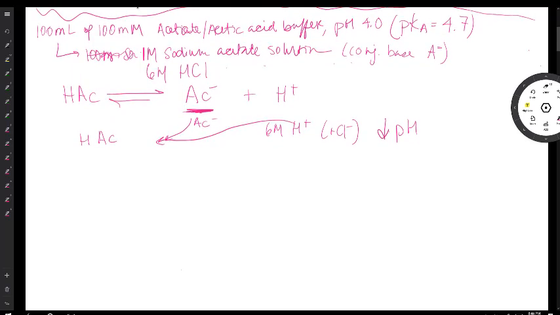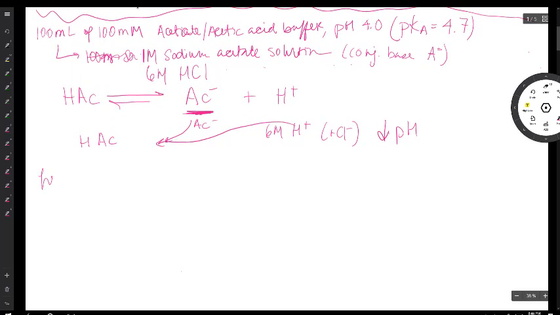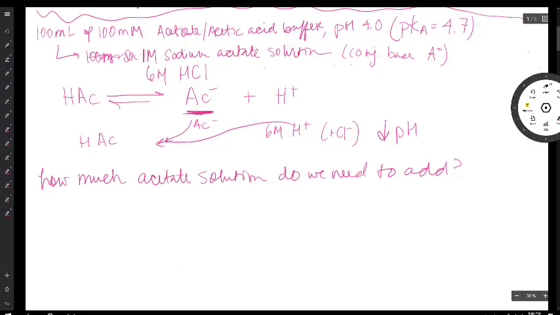So the first thing we have to do is figure out how much acetate solution we need to add. So we have a liquid form, we have apparently an unlimited amount of 1 molar solution, and then how much do we need to make 100 mils of 100 millimolar? And so that's when we pull out another good friend from general chemistry, and that's the dilution equation.